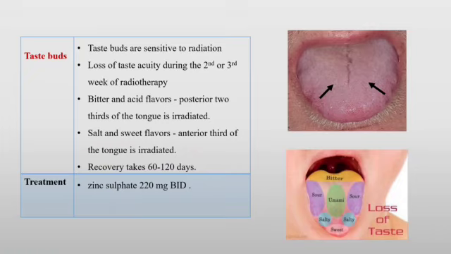Taste buds are sensitive to radiation. Loss of taste occurs during the second or third week of radiotherapy. Bitter and acid flavors are affected when posterior two-thirds of tongue is irradiated, whereas salt and sweet flavors are affected when anterior third of tongue is irradiated. The recovery takes 60 to 120 days and the taste loss is reversible. And it can be treated by giving zinc sulfate 220 milligram.